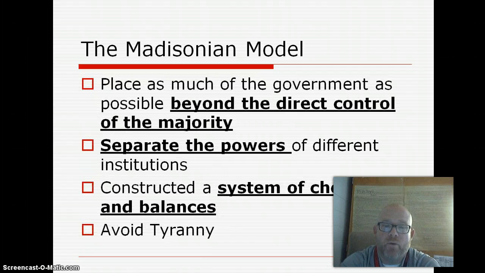The Madisonian model, again, he was really trying to place as much of the government as possible beyond the direct control of the majority. So the idea of straight democracy is really out the window, and we have a representative system. Again, when you really look at it, he talks about a separation of powers. He's going to separate those powers between different institutions. He's also going to create a system of checks and balances between. So we have three branches, and those three branches check each other in that ultimate quest to avoid tyranny.